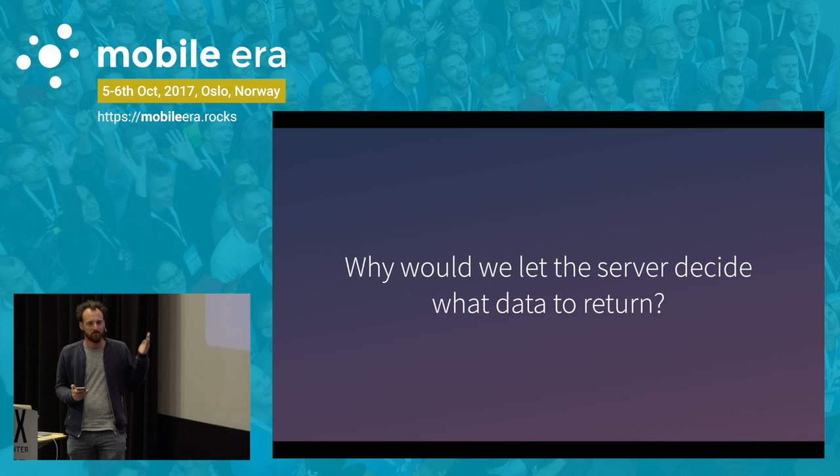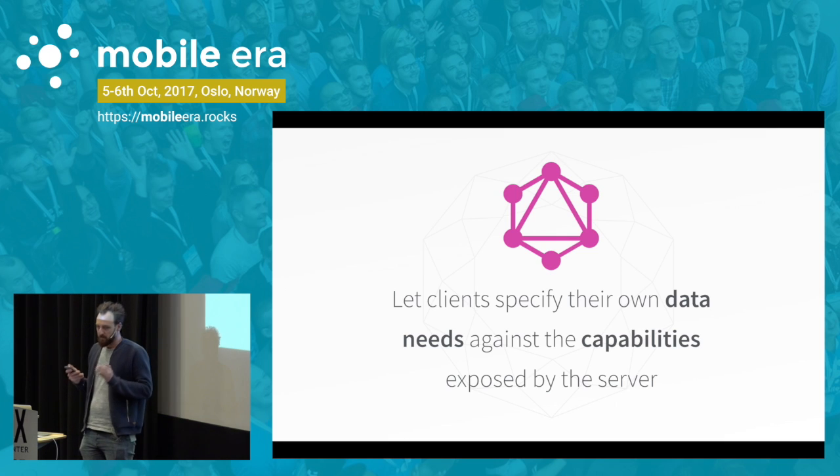So the really nice question I think the Facebook team asked themselves is, why would we let the server decide what data to return in the first place? We're developing our clients. Our client knows what data it needs. Why would we hard code on the server what data gets returned for a specific call? And the basic model of GraphQL is to let clients specify exactly the data they need, but against the capabilities exposed by the server.